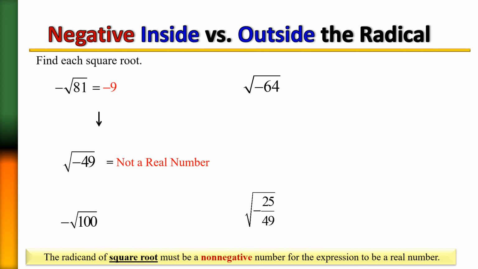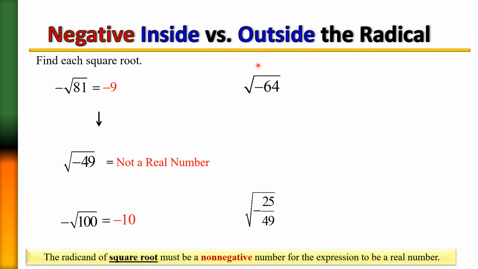Moving on to the negative square root of 100. Here we have the negative outside, so you're simply negating your answer. We do have a positive square root. The square root of 100 is 10. But because it has a negative on the outside, that is why it equals negative 10.